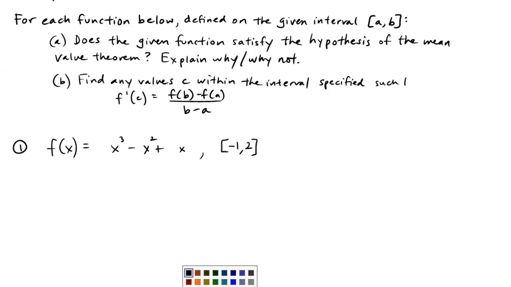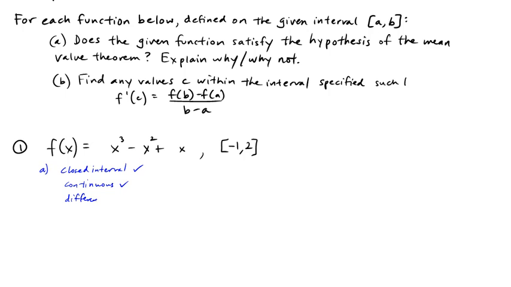On this one, we need to check three things. Is it defined in a closed interval? And the answer is yes. Is it continuous on that interval? Well, it's a polynomial. Polynomials are continuous everywhere, so certainly it's continuous on this interval. So we're good there. Finally, is it differentiable? This particular one doesn't have any corners, cusps, vertical tangents, anything like that, so the answer is yes. So it satisfies the hypothesis of the mean value theorem.